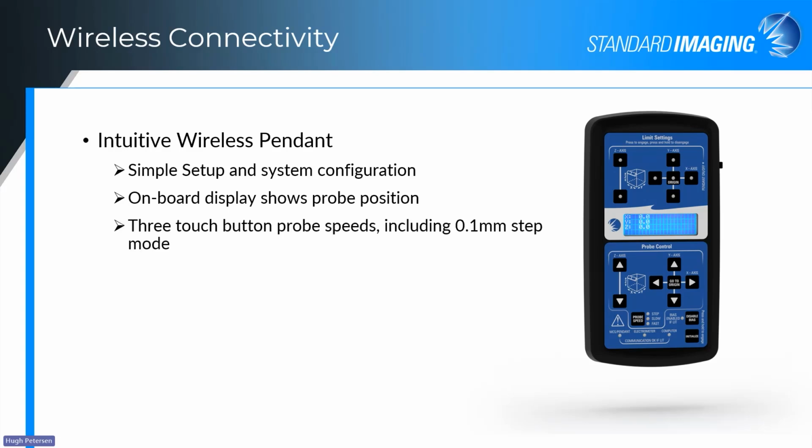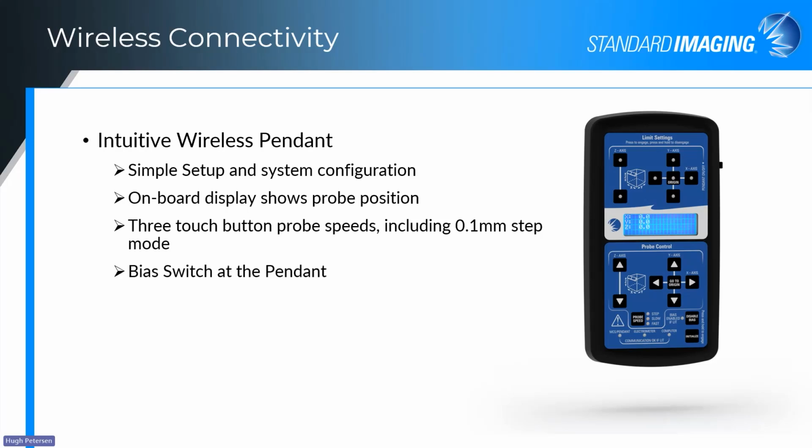There are three touch button probe speeds. There's a 0.1 millimeter step, and then there's a fast and a slow. The fast gives you the ability to set things up quickly, but then when you want to fine tune it, you can use the slow speed or the 0.1 millimeter step mode as well. It really gives you some good options for setting up the water Phantom.